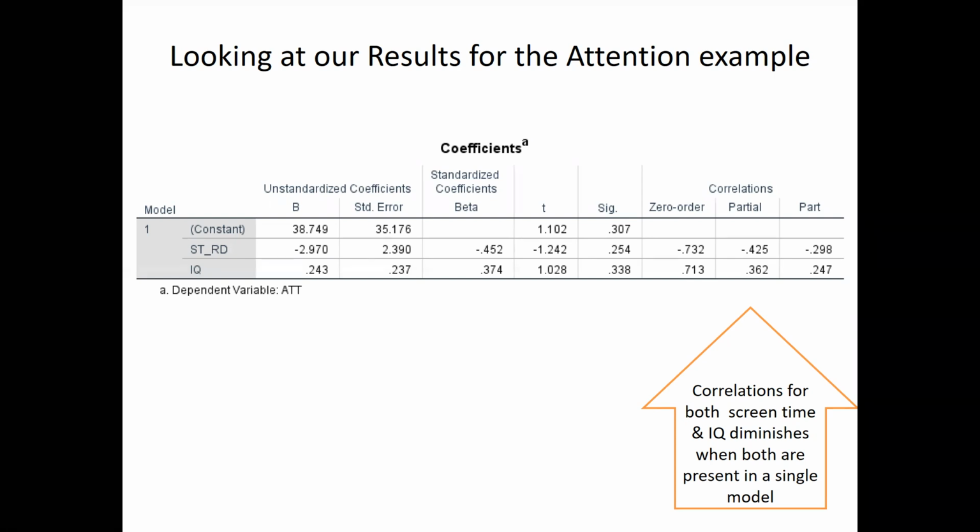The partial is larger than the part because the partial has adjusted the Y, so it's only residual Y, so that the residual Y, which is in the denominator of the equation, is smaller. And if the denominator is smaller, the effect of the numerator will be larger. So partial is always larger than part to the extent that either variable has explanatory power.